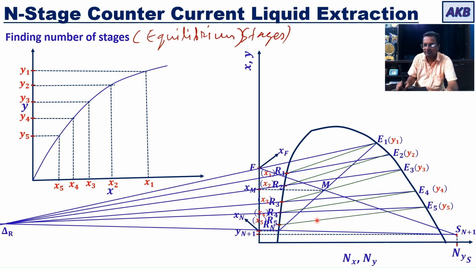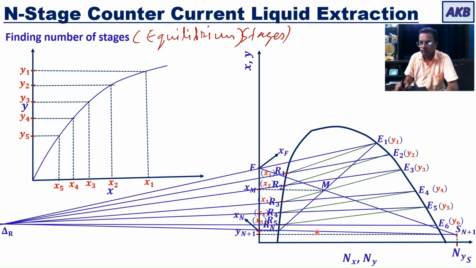Now, since X5 and Y5 are in equilibrium with each other, points R5 and E5 will be connected by a tie line. Then next, I'll have to draw a line that starts from delta R, passes through R5 and intersects the B reach part of the curve. In that process, I get point E5. In that process, I get the point which I am calling E6, and then I will read corresponding Y6.